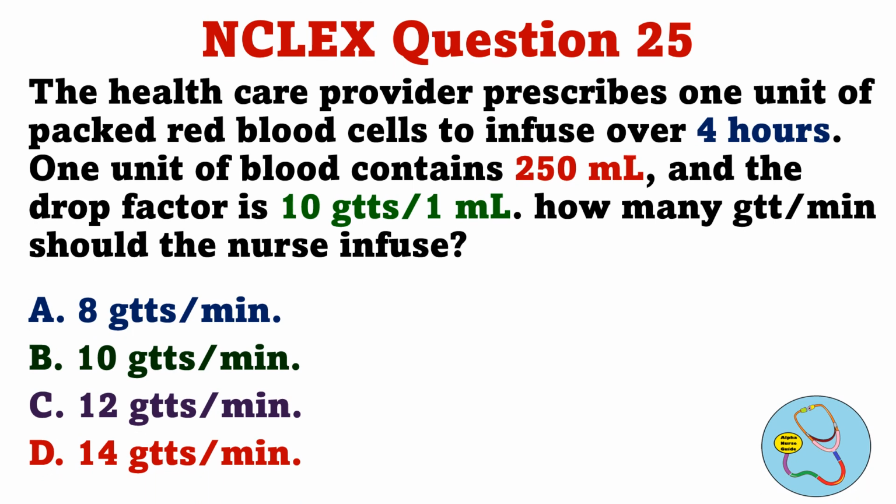The healthcare provider prescribes 1 unit of packed red blood cells to infuse over 4 hours. 1 unit of blood contains 250 milliliters, and the drop factor is 10 drops per 1 milliliter. How many drops per minute should the nurse infuse? A. 8 drops per minute. B. 10 drops per minute. C. 12 drops per minute. D. 14 drops per minute.